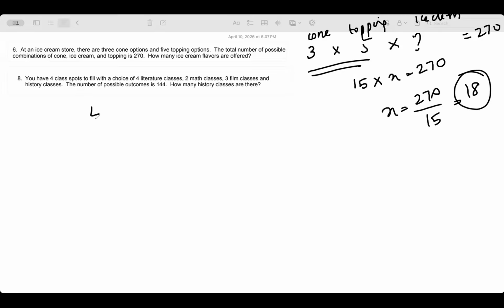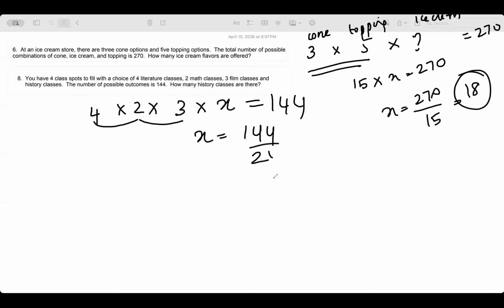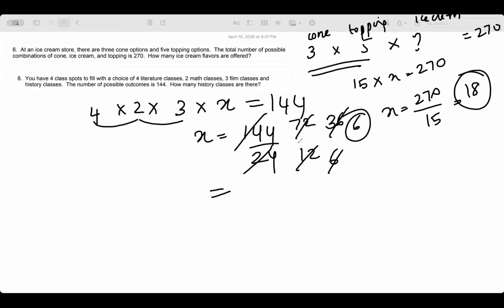Here you have 4 class spots to fill with a choice of 4 literature classes, 2 math classes, 3 film classes, and we don't know the history classes. So the total number of outcomes is 144. 4 times 2 is 8, 8 times 3 is 24. So x will be equal to 144 by 24. Make sense? 6 is the answer.